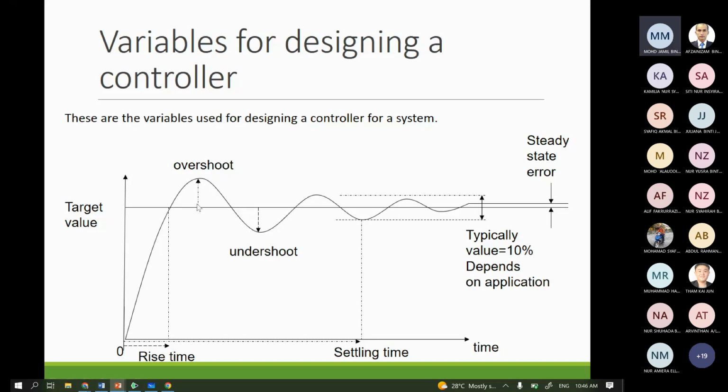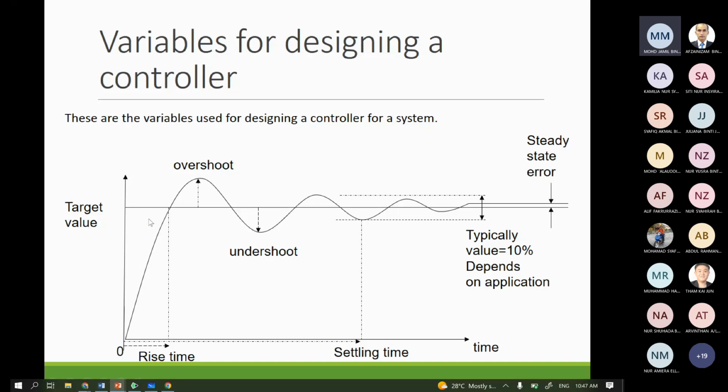Another thing that you want to improve in a system by adding a controller is the steady state error. Usually you have some error in your system, so you want to reduce the steady state error. Preferably you want to eliminate it to make it equal 0. And then lastly, the rise time. You want the system to have a smaller rise time so that it responds quickly to the input and reaches the steady state as quickly as possible.